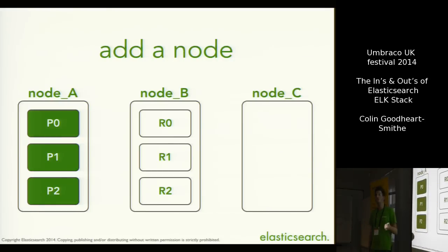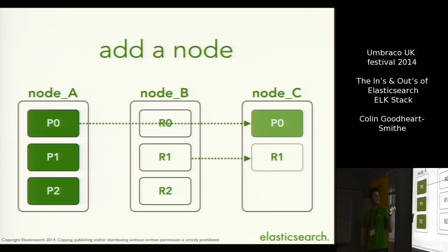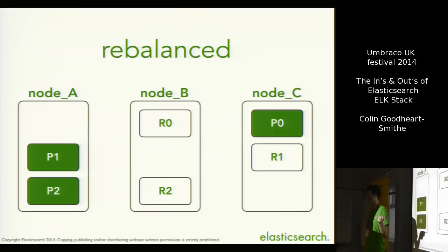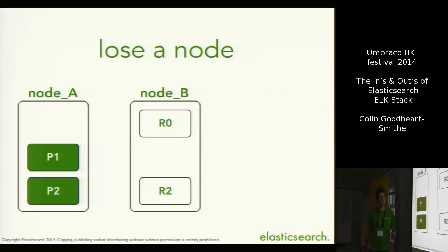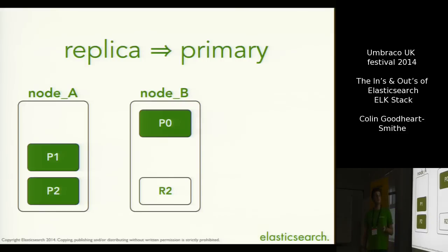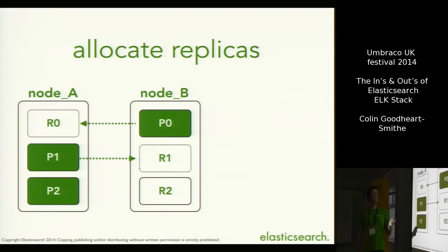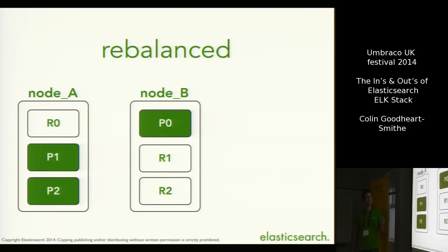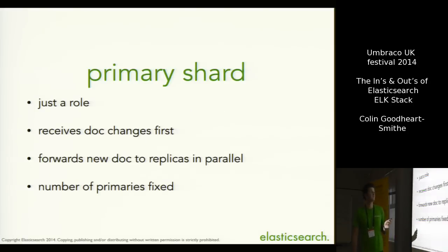If you add a further node, in this instance, we've said we only want one replica per shard. So we don't actually need to add any more replicas, but it's still not balanced. We're still not using node C. So what we'll do is we'll migrate, for example, one primary and one replica across to the new node, so that we end up in a balanced, redundant state. So now if we lose a node, we've still got a copy of shard 0. It's not a primary, but it's still got all of the data. And what we can do is just promote that to a primary, and then we can reallocate the replicas so that we end up in a rebalanced, redundant state.